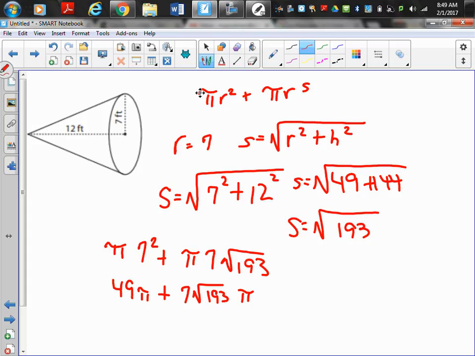49 times 3.14 plus 7, blue button, x squared to get the square root, 193. You have to make sure you scoot over. And then put in pi again, times 3.14. So your answer should be 459.22. 459.22.